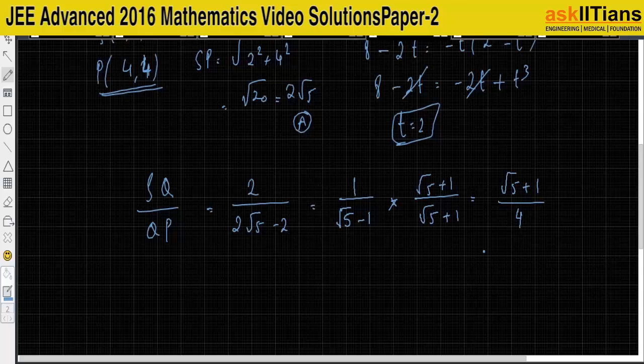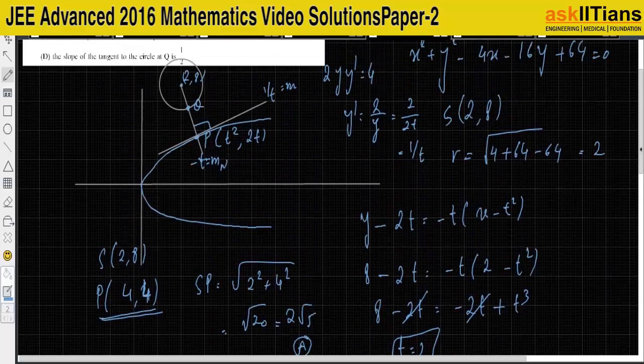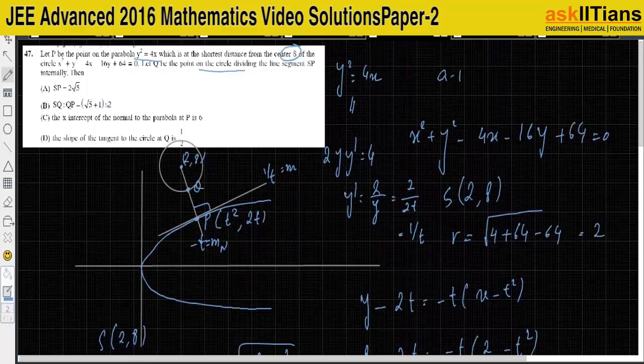What is given in the options is root 5 plus 1 is to 2, right? So that will not be the correct option. Root 5 plus 1 is to 4 is the correct option. So this is wrong, this is correct. Next, the x intercept of the normal to the parabola at P is 6.